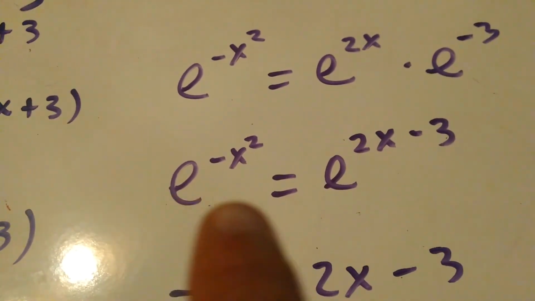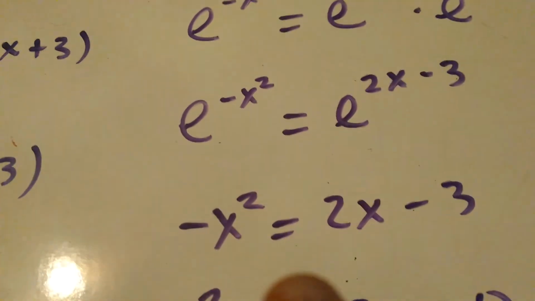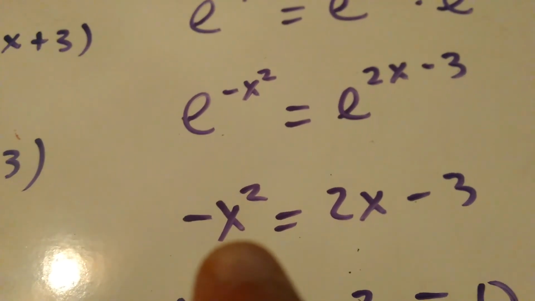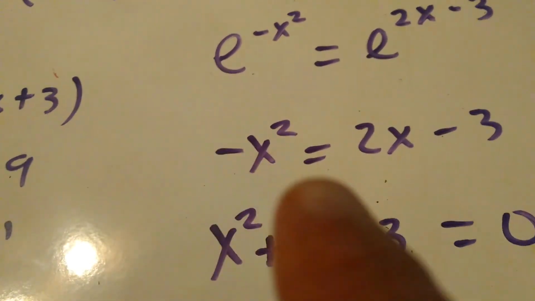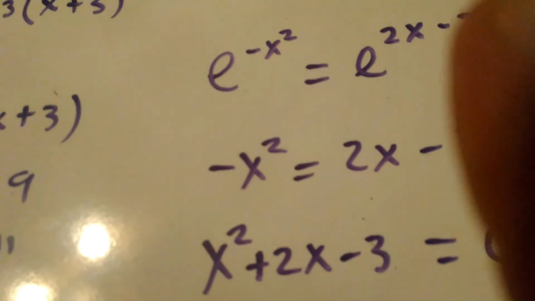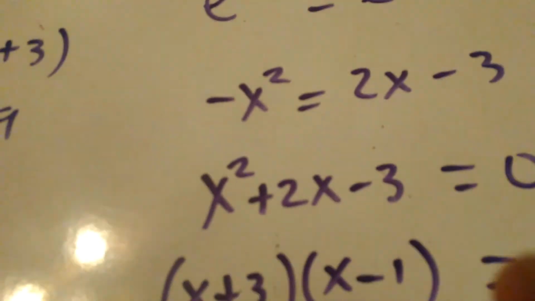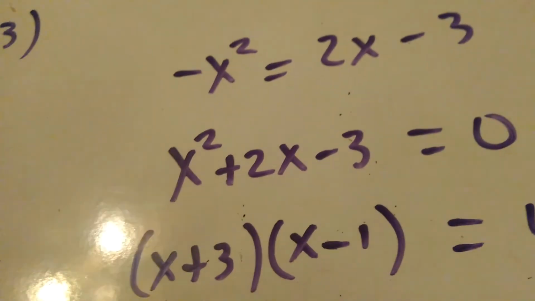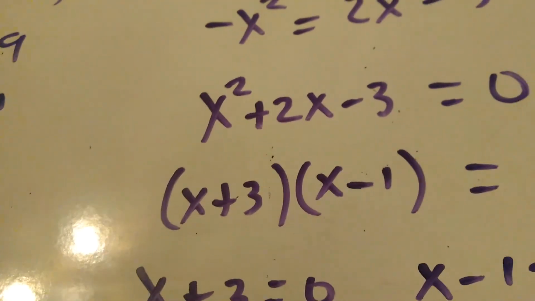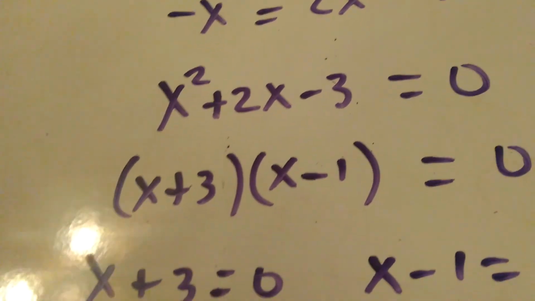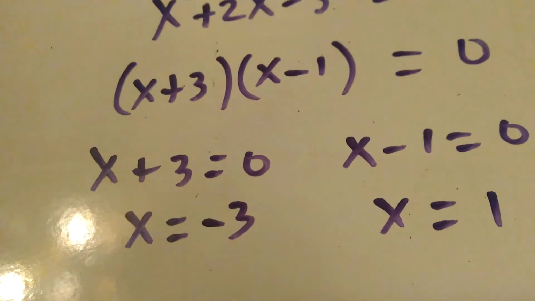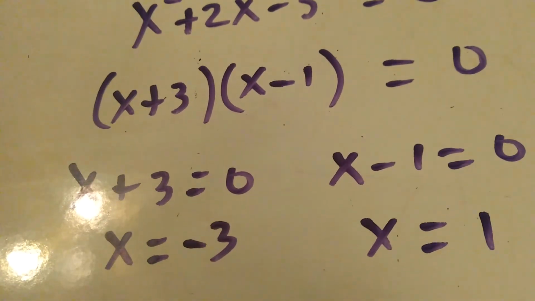Notice we have e as a base on both sides, so we can set our exponents equal. Negative x squared equals 2x minus 3. What I did here was add the x squared over and then just flip sides. So it becomes x squared plus 2x minus 3 equals 0. X squared plus 2x minus 3 factors into x plus 3 times x minus 1. So set the factors equal to 0, and we get x equals negative 3, x equals 1.